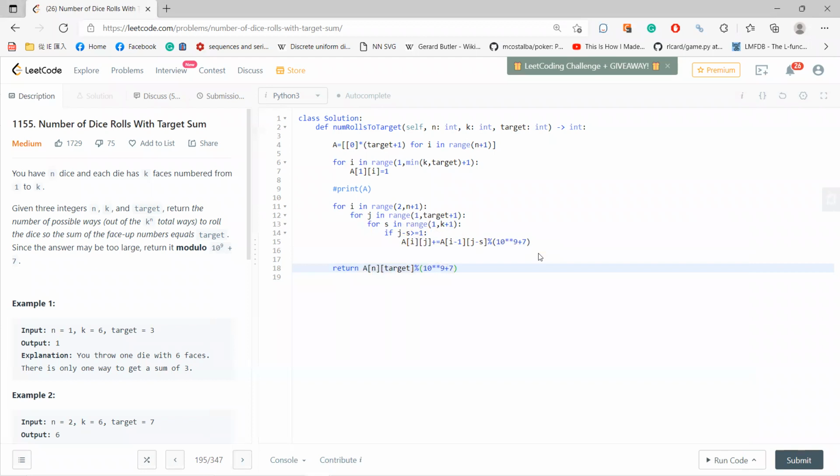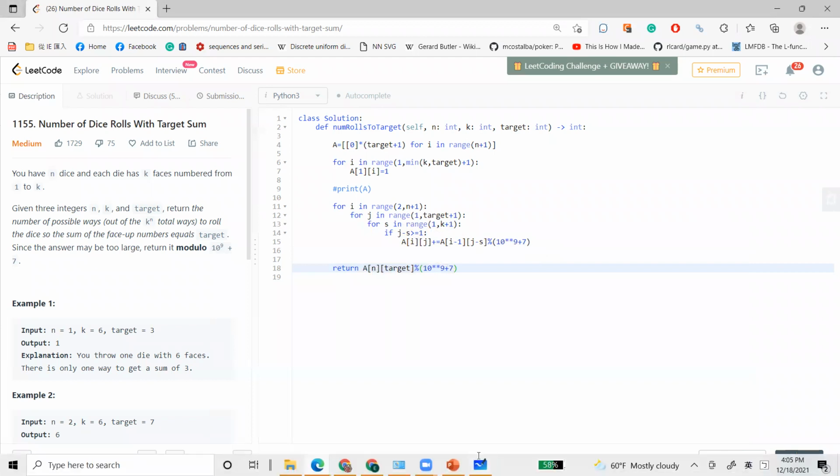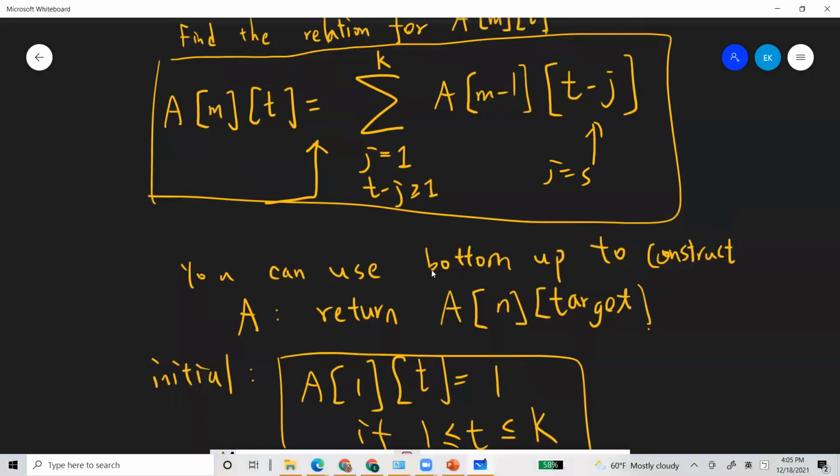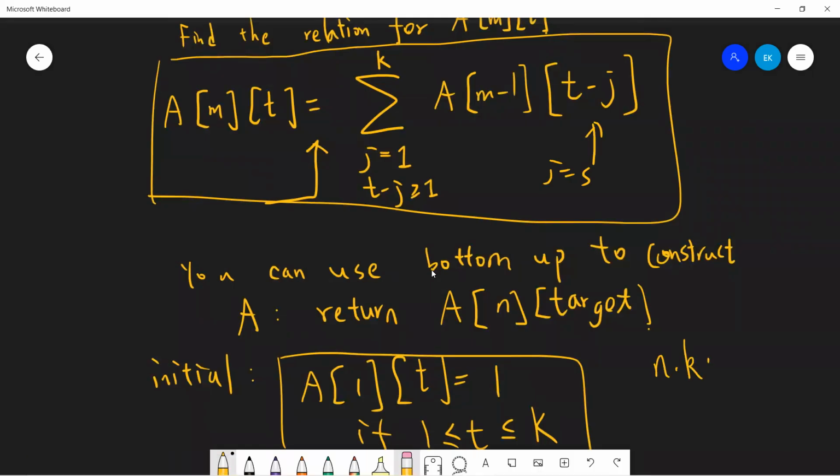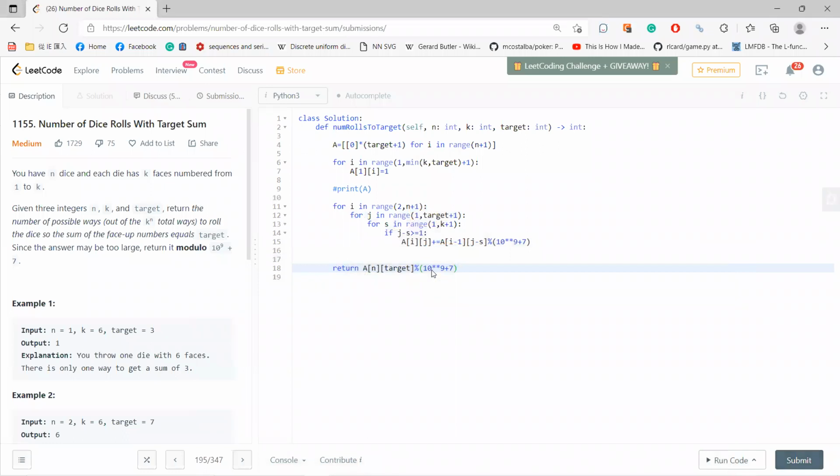Bottom up. Okay, and your complexity should be n times k times target, because I need to do the k summation, right? But this part is already computed, right? So it should be very fast. Okay, that's it.